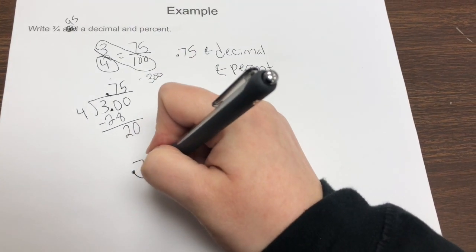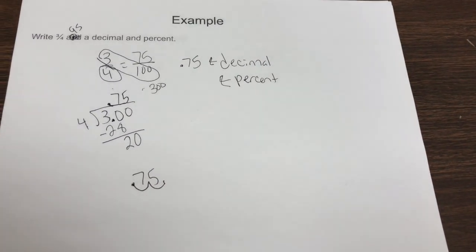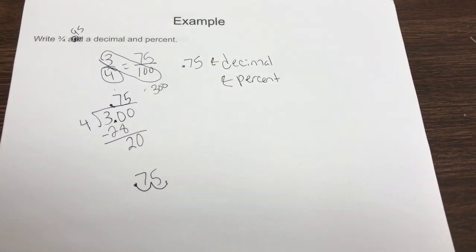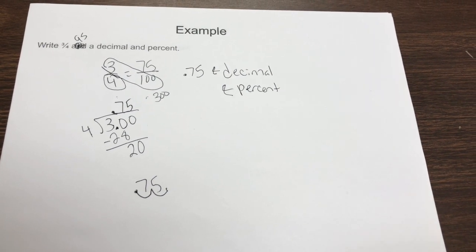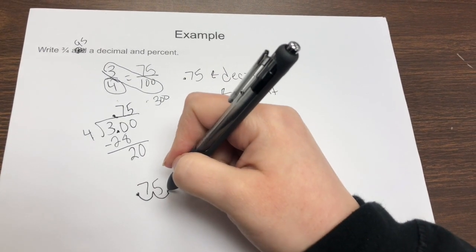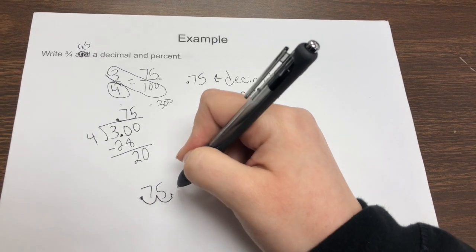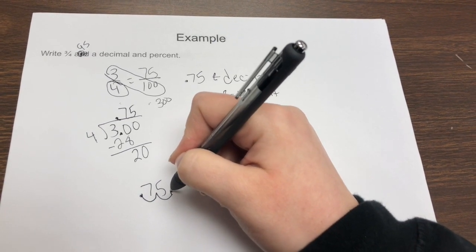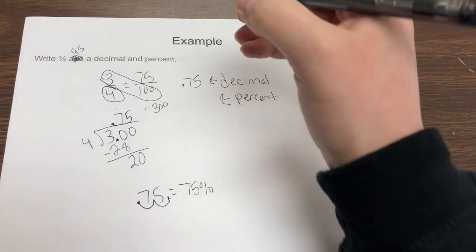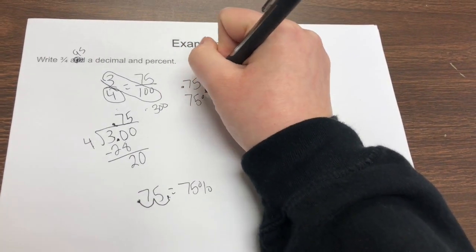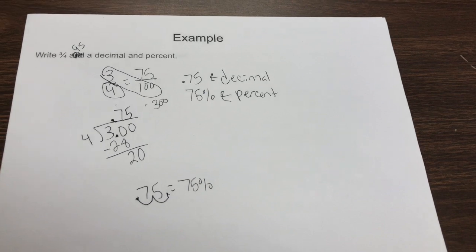So we're just going to bunny hop 2 places to the right. Remember when we went from percent to decimal, we went 2 places to the left. Well, when we're doing decimal to percent, we move 2 places to the right. Since there's only 2 numbers, we're going to drop that decimal. But where we ended up, we're going to put our percent sign. So as a percent, 3/4 is 75%.